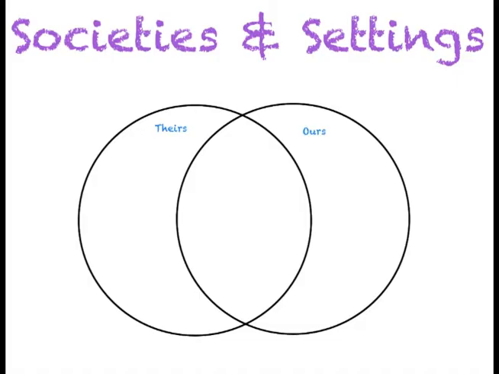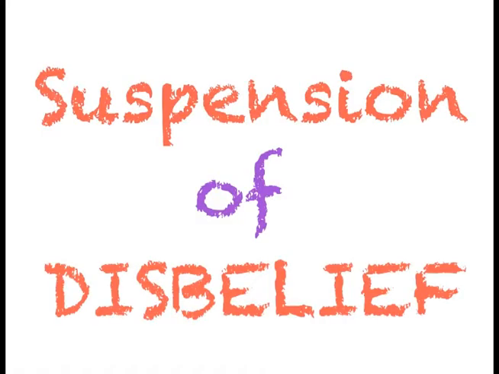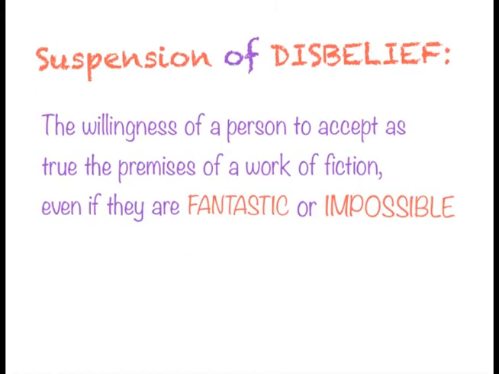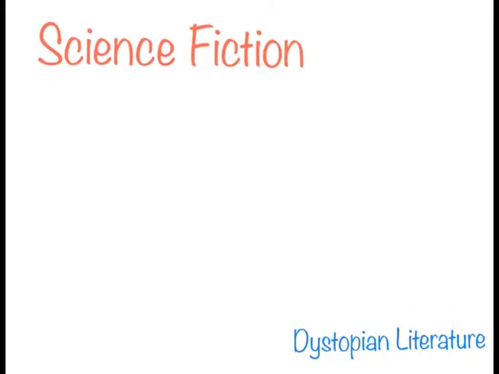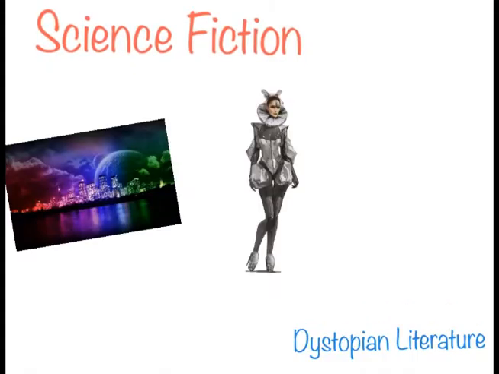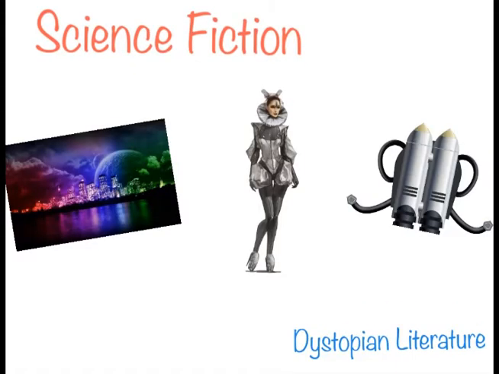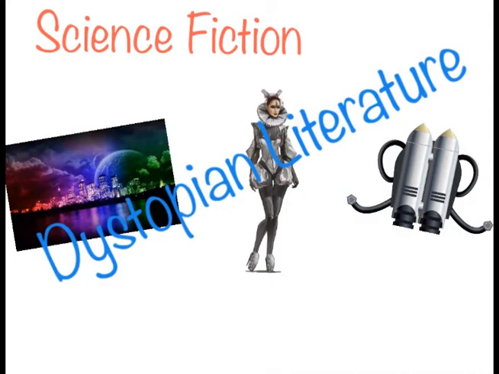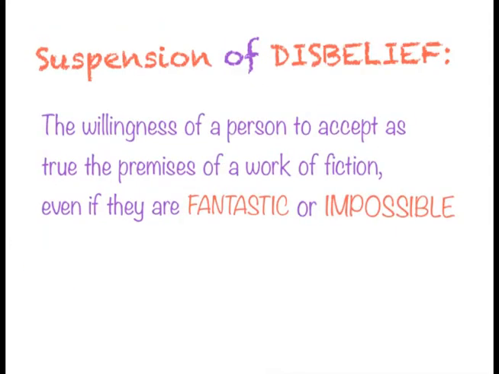Now, when reading science fiction, it's always important to embrace the suspension of disbelief. The suspension of disbelief refers to the willingness of a person, in this case you, the reader, to accept as true the premises of a work of fiction, even if they are fantastic or impossible. Basically, in The Giver, you're asked to accept the world of the novel as realistic, or be able to let go of what you know to be true, in order to gain an understanding of the issues and ideas the author is trying to express.